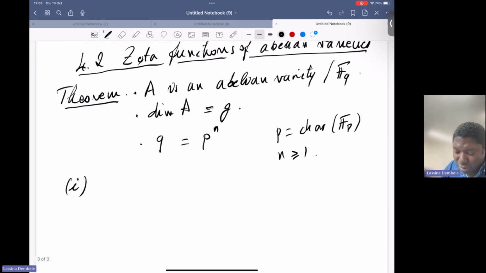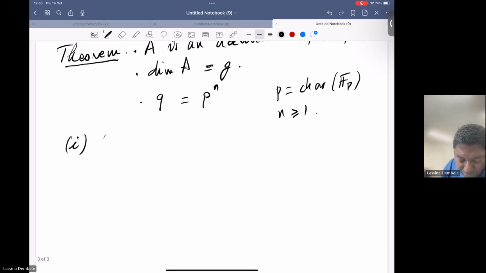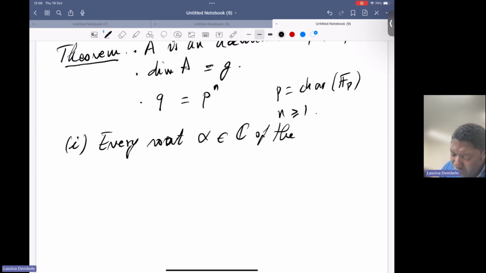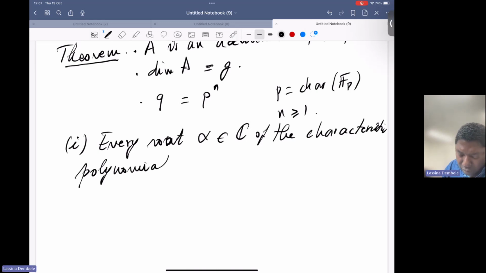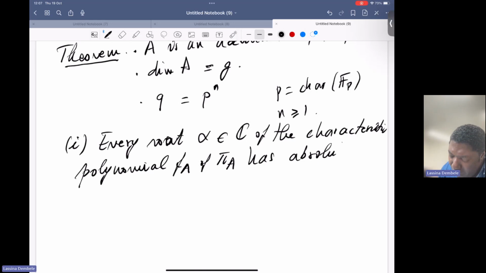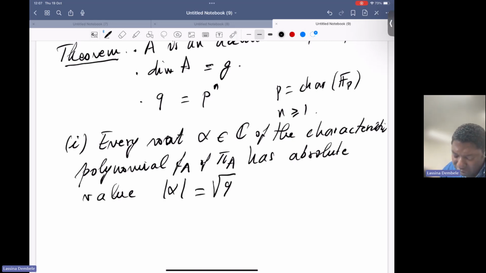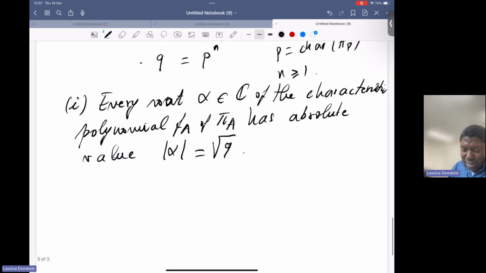Every complex root alpha in C of the characteristic polynomial f_A of pi_A has absolute value equal to the square root of q. So that's the first part of the statement.